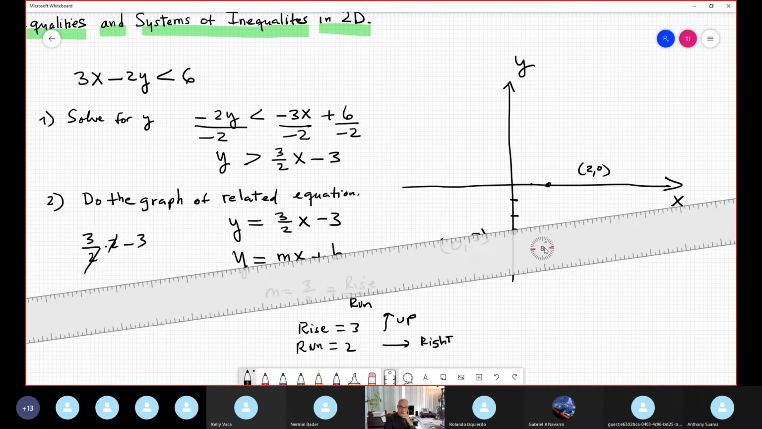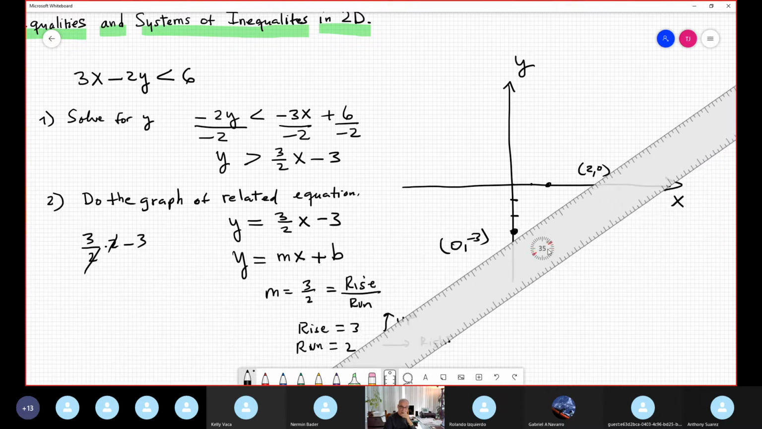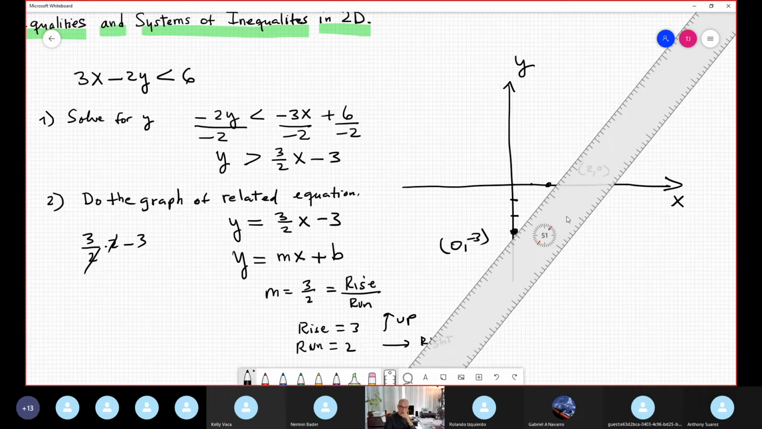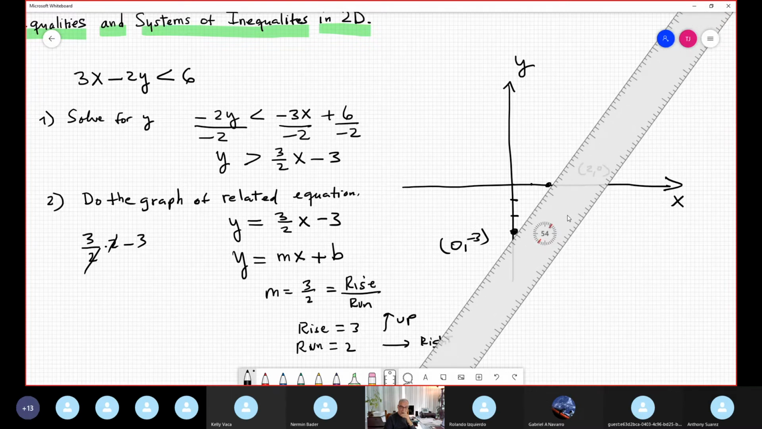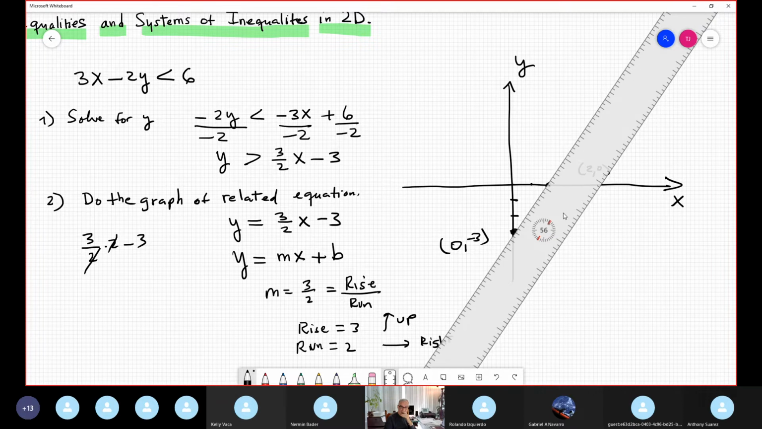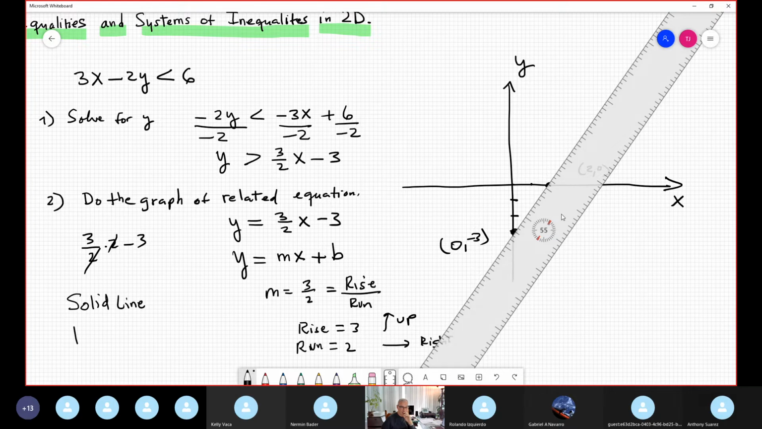I'm connecting both. The challenge now is what kind of line I do. Solid line or dotted line? So we have two possibilities. You have the possibility of the solid line and dotted line.